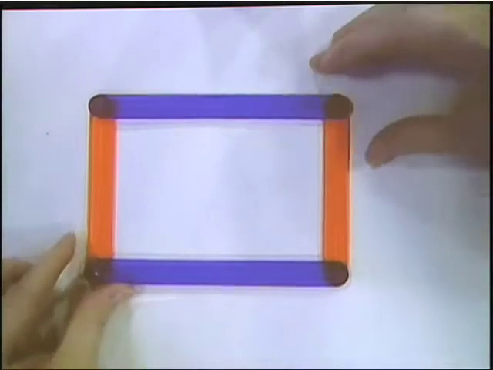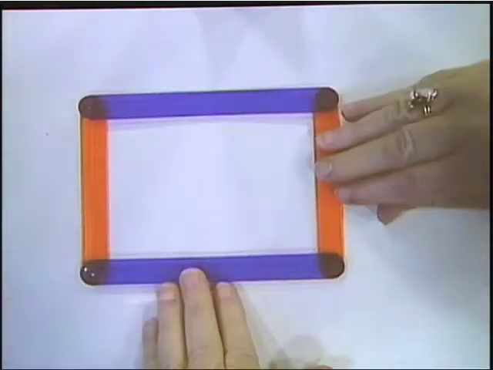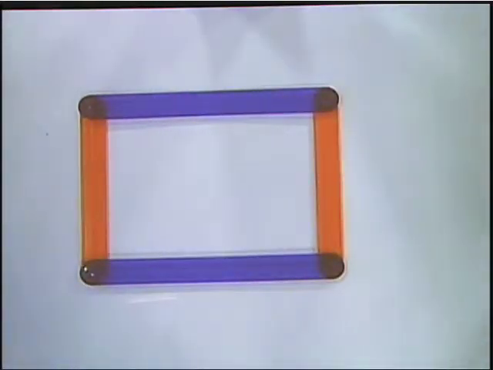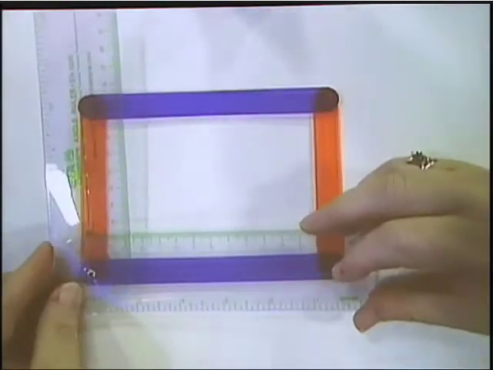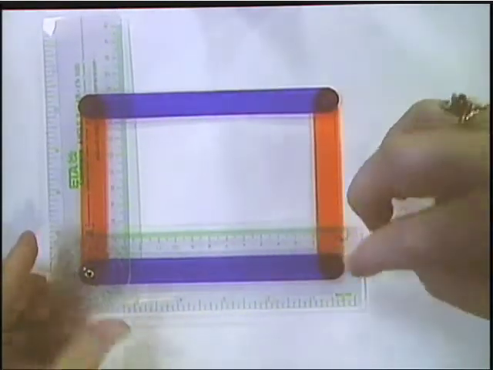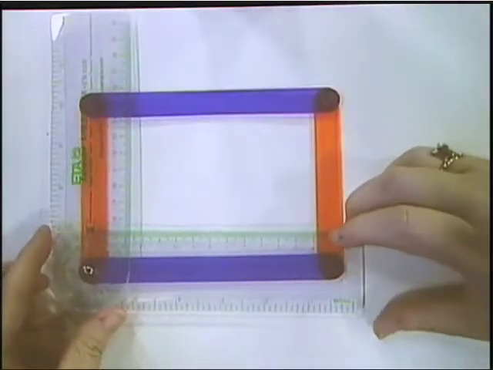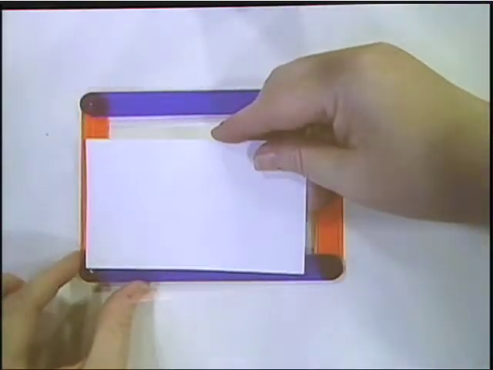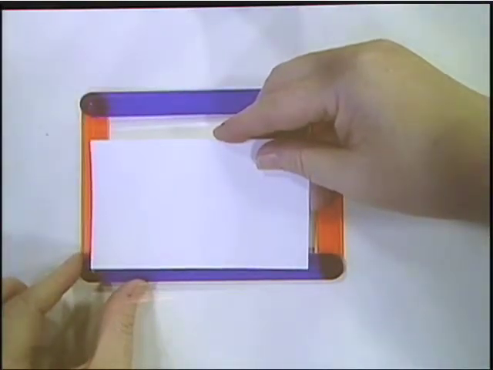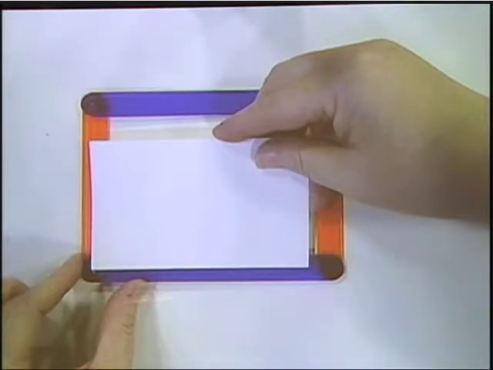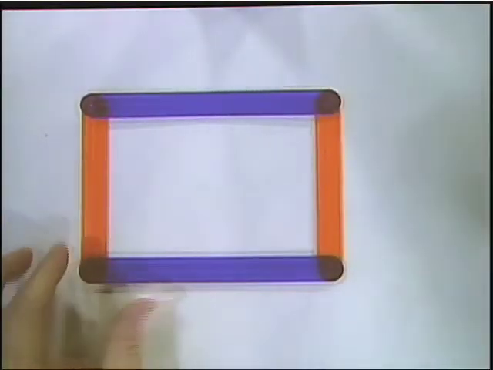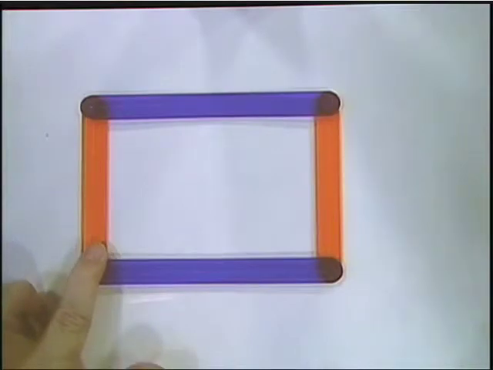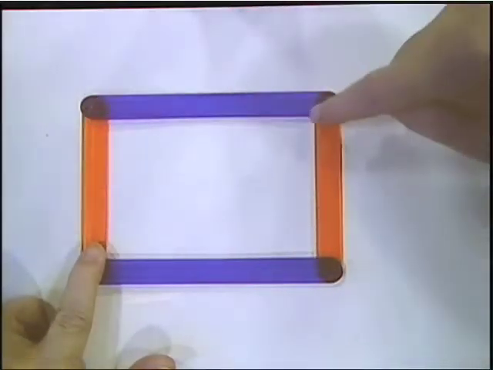Well, let's try something else here. Let's try fixing one of these angles to be a right angle. I can check that either by using my angle ruler to measure to be sure that's a right angle, or I can just take a simple object like a file card that I know has a right angle and put it in and fix the angle to be a right angle. Now I'm going to hold this to be a right angle, and I want us to think about what happens to these other three angles.